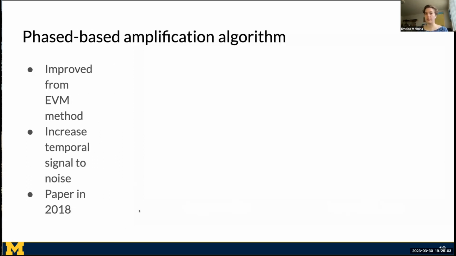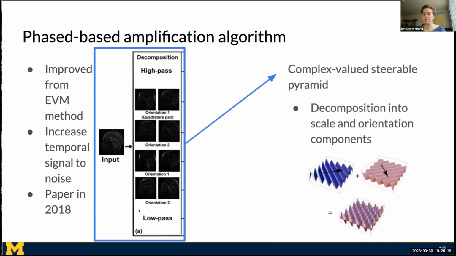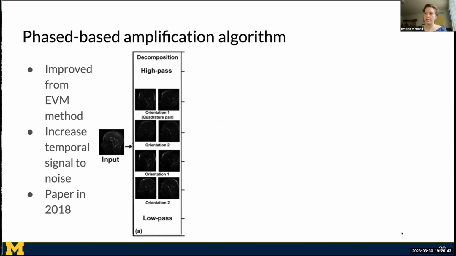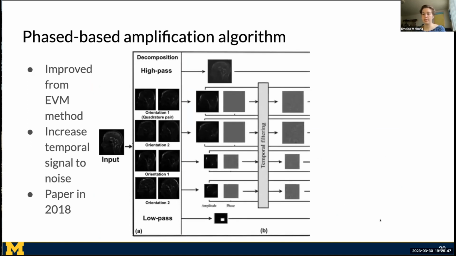So this new method is from 2018. They came up with this phase-based amplification algorithm. And this was used to increase the temporal signal to noise ratio. The first step is to decompose the images into scale and orientation components using a linear complex valued steerable pyramid. Basically, you're decomposing the image into those different planar waves and separating those out from each other. And then those are independently filtered at each orientation and scale. And you again use a temporal bandpass filter to isolate those frequencies that correspond to motion.